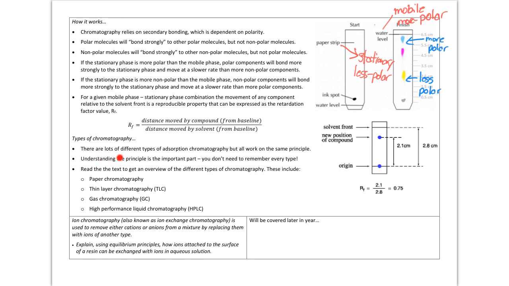So there are lots of different types of adsorption chromatography, but all work on this same principle that I've just talked about above. Understanding the principle is the most important part. You don't need to remember every type and all the detail of each type, but you just need to be familiar with them. So just read the text to get an overview of the different types of chromatography. Don't feel you have to remember the fine details, just remember the process.